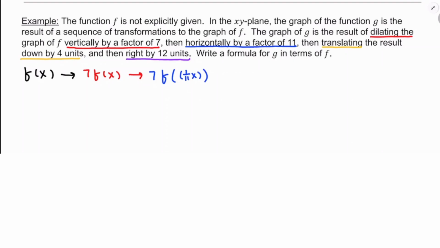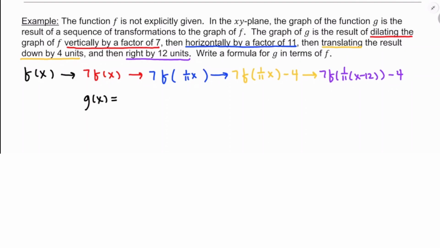Okay, well, that extra set of parentheses didn't really do anything, so I'm going to get rid of them. Then, after that, we're going to translate the result down by 4 units. That will entail subtracting 4 on the outside, so 7f of 1/11 of x, then subtract 4. And then lastly, we're going to go right 12 units. That's going to involve replacing x with x minus 12 in parentheses.